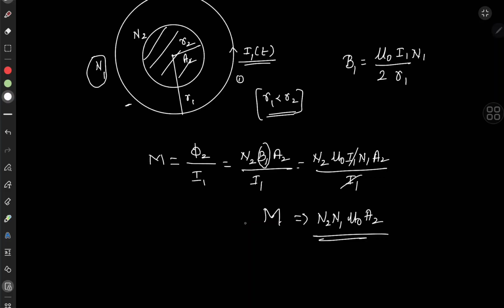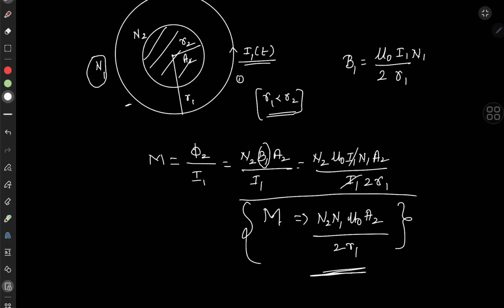Expression for mutual inductance in the coil. Here we need to understand that 2R1 is also there, so we have to include that also. Mu naught I1 N1 over 2R1 is also present. If you include that, it will give you the mutual inductance in the coil. That means mu naught N1 N2 A2, the area of the second coil, divided by 2 into R1.